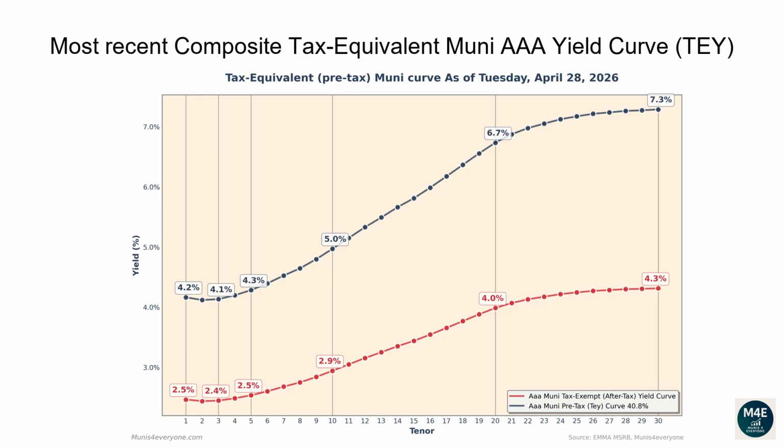The one-year tax-exempt yield is 2.47%, corresponding to a 4.17% tax-equivalent yield for investors in the top tax bracket. The two-year tax-equivalent yield is 4.12%. The 5-year tax-equivalent yield is 4.28%. The 10-year tax-equivalent yield is 4.97%. The 20-year tax-equivalent yield is 6.74%. The 30-year tax-equivalent yield is 7.29%.